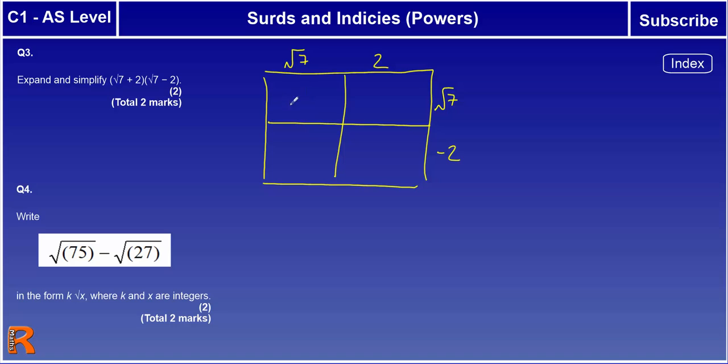Root 7 times root 7 is the square root of 49, which is also 7. 2 lots of root 7 is 2 root 7. 2 lots of minus root 7 is minus 2 root 7. And 2 lots of minus 2 is minus 4.